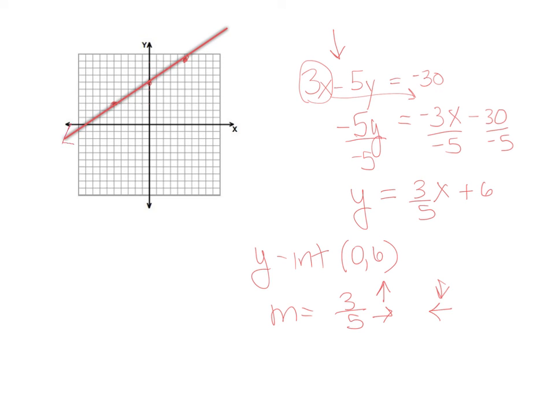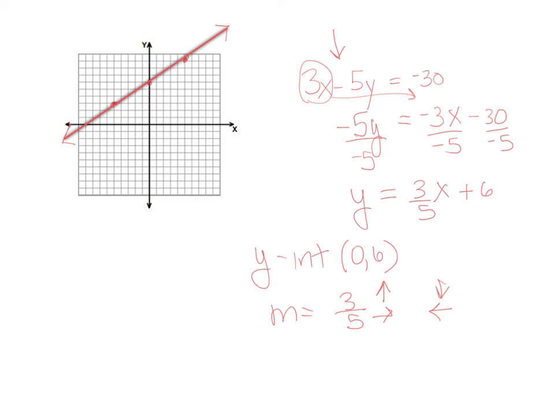And so remember that we'll be using this graphing with slope-intercept as we do our lesson this week. The other type of graphing that we want to remember is that we will also have vertical and horizontal lines.